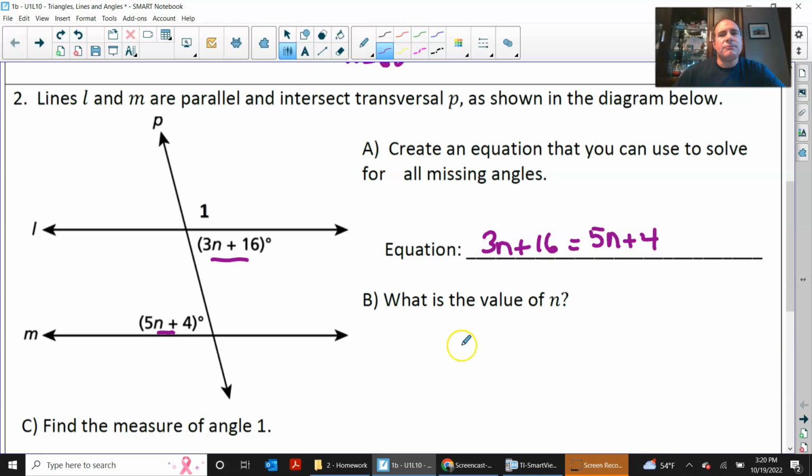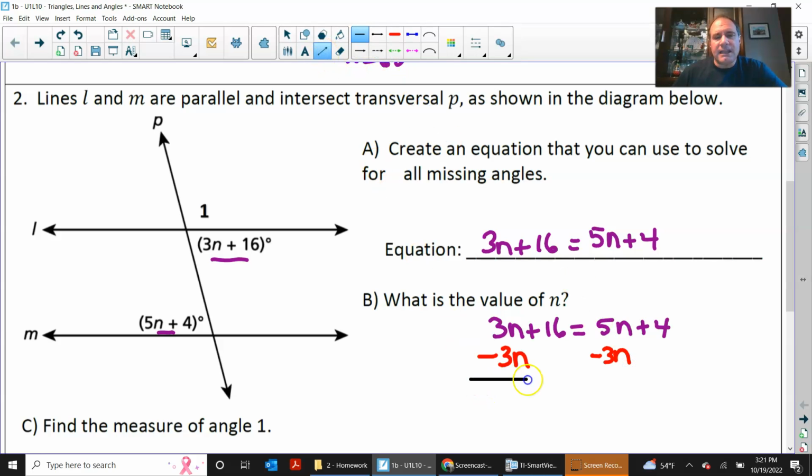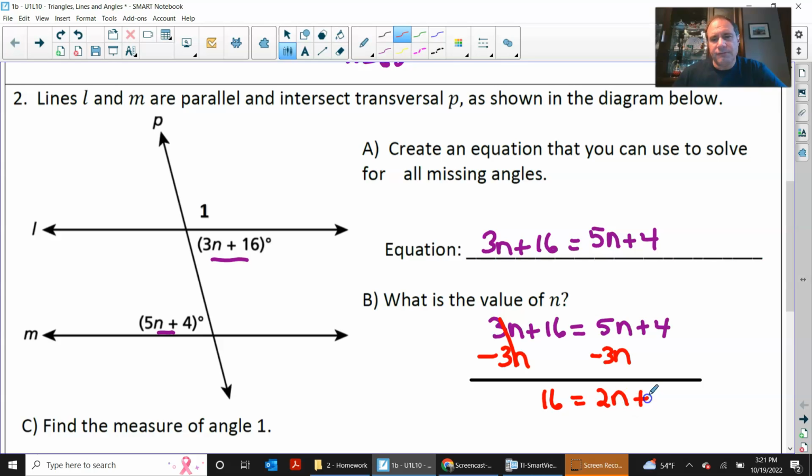So you're setting them equal to each other, and then it says, what is the value of n? So I'm going to rewrite that equation right down here because I'm going to have to solve for n. Whenever you have n's on both sides, remember, you can subtract the n on both sides. Get the n's together first. Don't try to get the numbers together first. This cancels. You have 16 equals 2n plus 4.